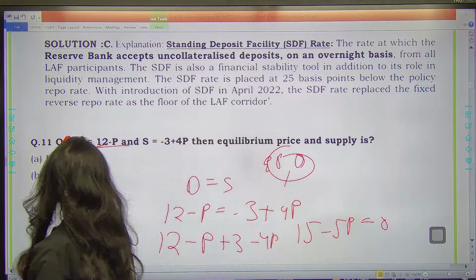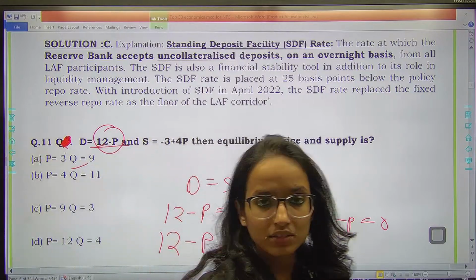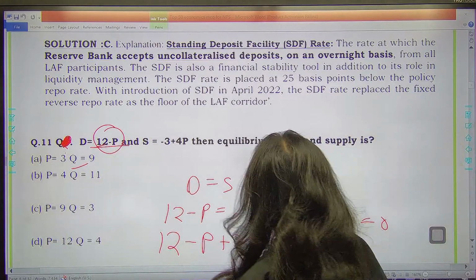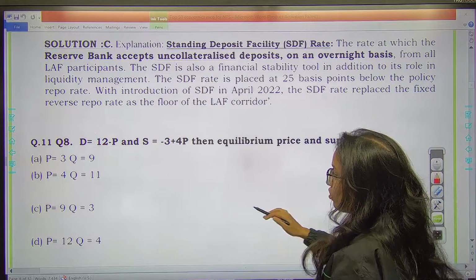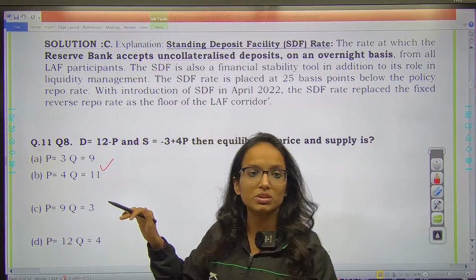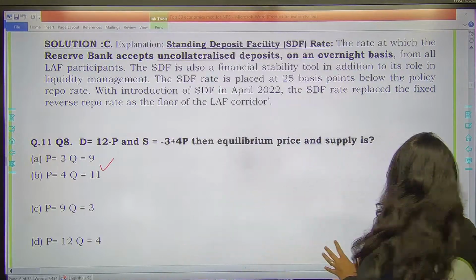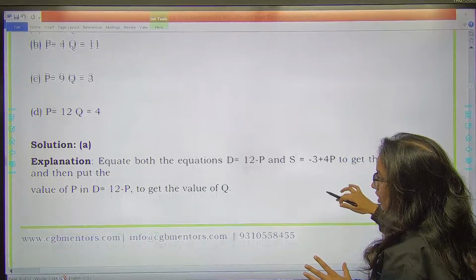The value of P is 3, and then you place it. 12 minus P will give you 9. The demand quantity value will be 9. So A is the right answer here. You just need to equate both the equations because equilibrium is where demand is equal to supply, right? So this is the simple explanation.